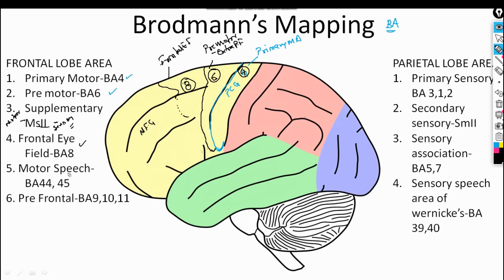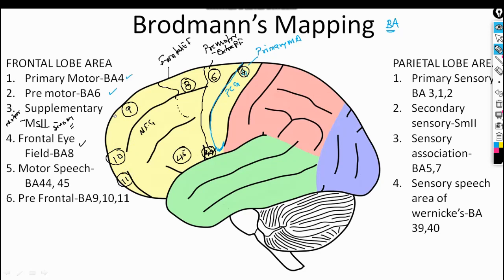So the next area is the motor speech area. It has Brodmann's numbers 44 and 45. 44 is present here in the pars opercularis, and 45 is present here in the pars triangularis. The prefrontal area is represented by Brodmann's areas number 9, 10 and 11.